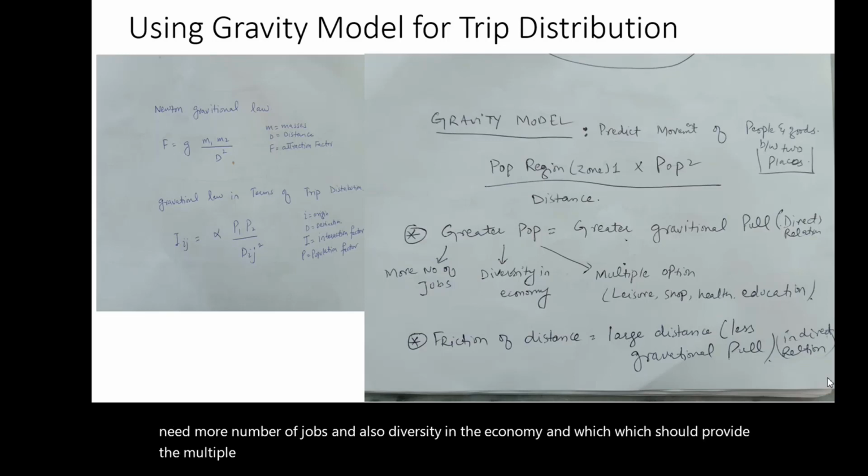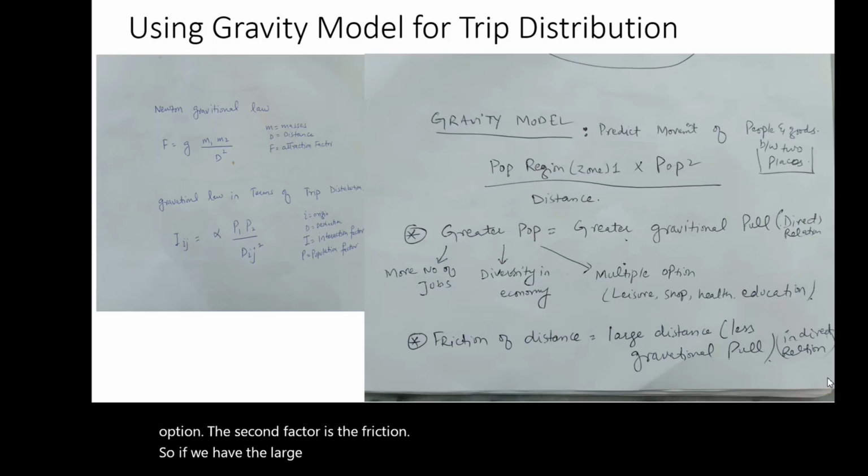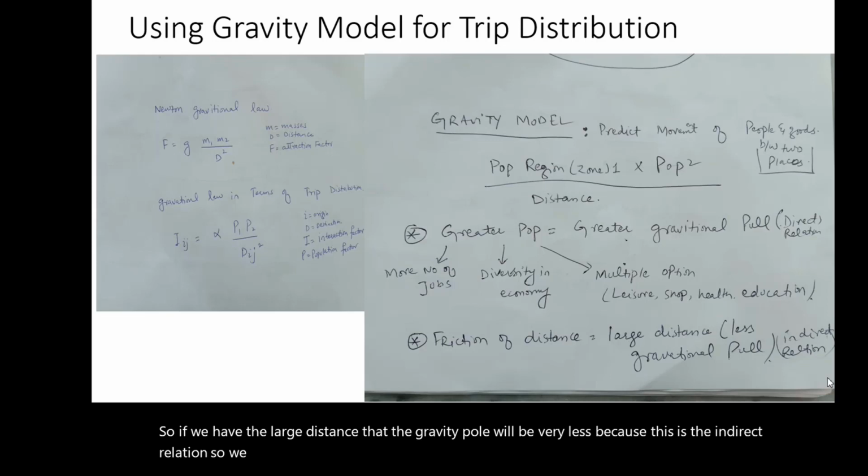The second factor is the friction. So if we have a large distance, the gravity pull will be very less, because this is an indirect relation. So one is the direct relation in terms of multiple options, while the other one is the indirect relation.